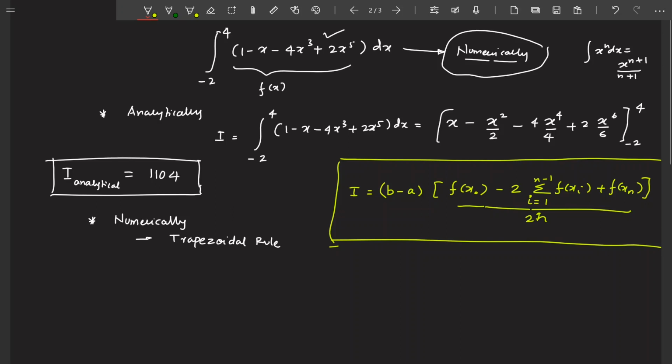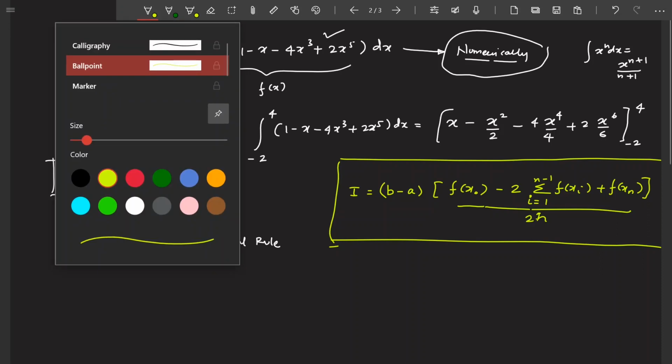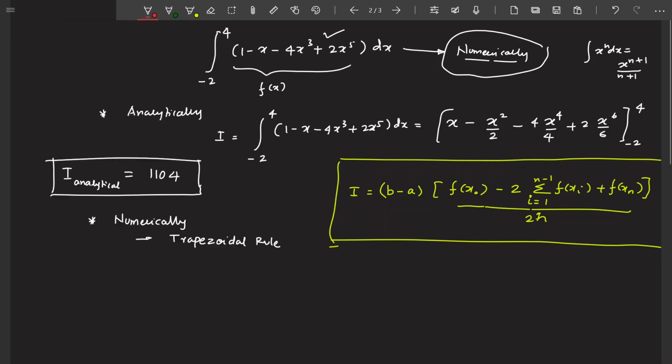Now let us talk about the parameters. Let us talk about b, let us talk about a, let us talk about n. I think in the previous lecture we have already discussed b is the upper limit, a is the lower limit, n is the number of segments. Okay, so when you talk about this integral, basically this is nothing but a, this is b.